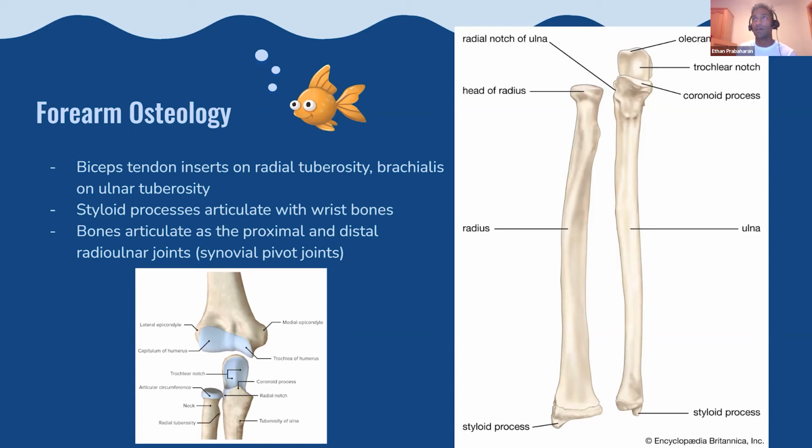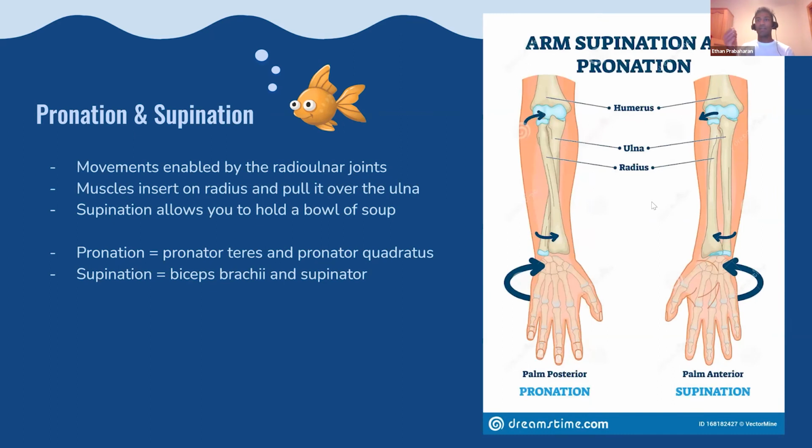And of course, there are a few bony landmarks of the proximal ulna, which include the olecranon, trochlear notch, and coronoid process. And hopefully you can match up some of those names to landmarks on the distal humerus. So that rotating movement of the forearm that I just talked about is what we call pronation and supination.